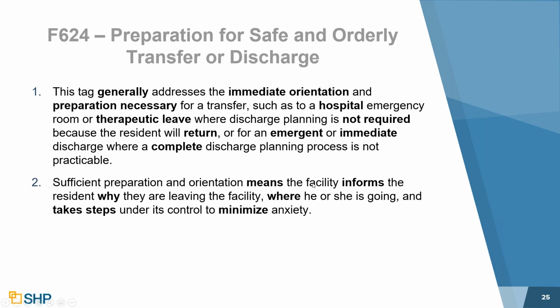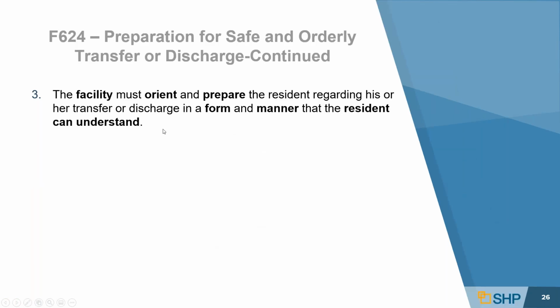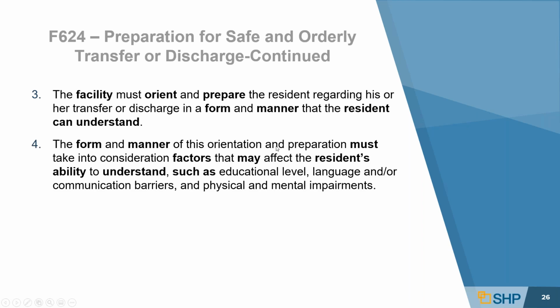Sufficient preparation and orientation means the facility informs the resident why they are leaving the facility, where they're going, and takes steps under its control to minimize the anxiety. That is your psychosocial outcome severity guide that I discussed. So you want to take a look at that. You must orient and prepare the resident regarding the transfer in a form and manner that the resident can understand. The form and manner of this orientation and preparation must take into consideration factors that may affect the resident's ability to understand, such as educational level, language or communication barriers, and physical and mental impairments.